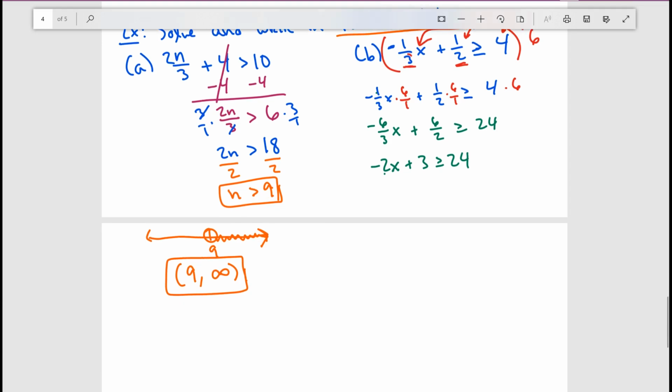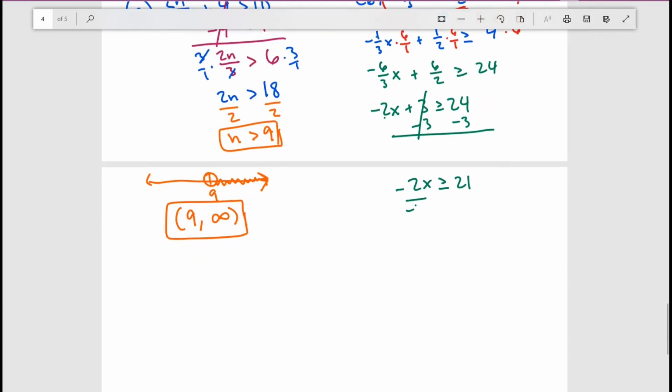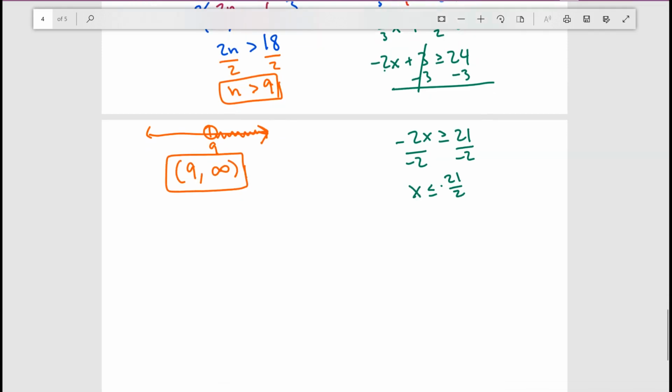Okay, so now I'm going to subtract this 3, so I'm going to be left with negative 2x is greater than or equal to 24 minus 3, which gives me 21. I'm going to divide by this negative 2. Oh, but I'm dividing by a negative. So what I'm going to do is flip the sign. So this is going to be 21 over 2, and it's going to be negative. Now notice, just leave it as a fraction. Don't put it as a decimal. Right now in this class, we don't want any decimals.